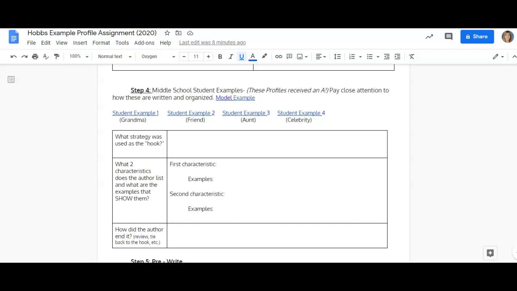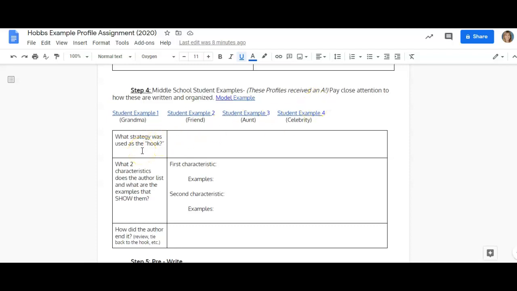Okay, now you're ready to start step 4, which is to read some additional examples, and you're going to record what you notice on one of them. So it says middle school examples. These profiles received an A. Pay close attention to how these are written and organized. What you're going to be doing is paying attention to all of the different characteristics in here.